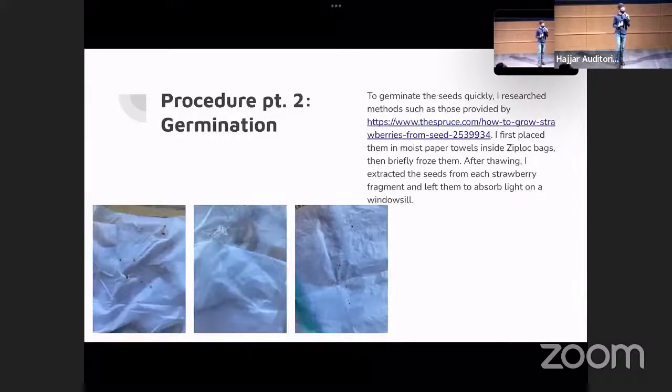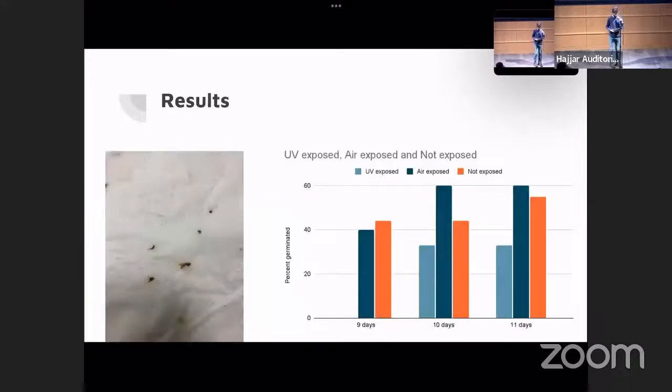To germinate the seeds quickly, I researched online seed germination advice and methods. I ended up placing them in moist paper towels, briefly freezing them, and then extracting the seeds and leaving them in Ziploc bags to absorb light on a windowsill. So these were the results I got.